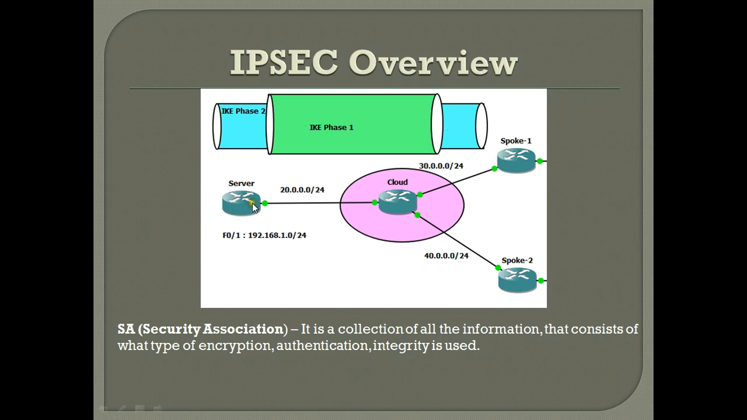If spoke 1 needs to send traffic to the server, what spoke 1 does is encrypt the data with the help of the public key that it gets from the server end. It will send the traffic with the server's public key, whichever key it is holding. With that public key, it will encrypt the data and send it to the server.